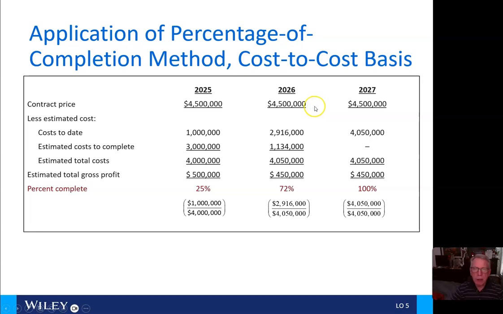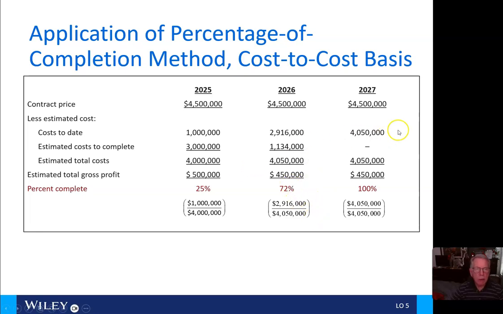Now in 2026, the contract price has not changed. We've incurred costs of $2,916,000, and we estimate that it's going to be a little more expensive than we originally thought, with estimated cost to complete of $1,134,000. That takes our estimated total cost from $4 million to $4,050,000 and trims our gross profit down to $450,000. And at this point, we are 72% complete based on the $2,916,000 divided by our estimated total cost.